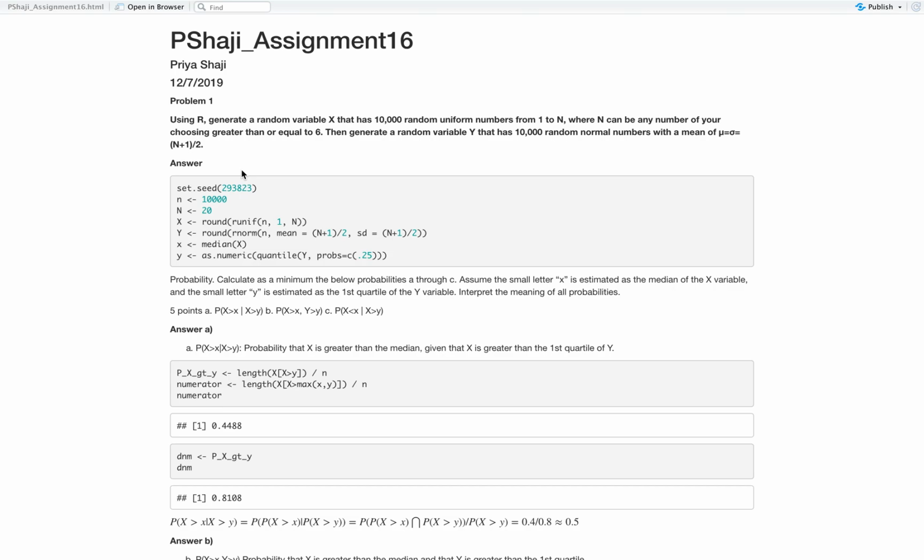The first question is, using R, we have to generate a random variable x that has 10,000 random uniform numbers from 1 to N. The capital N that I've chosen is 20, where that 20 can be any number of your choosing greater than or equal to 6. Then we have to generate a random variable y that has 10,000 random normal numbers. So here I have taken the small letter n and set it as the number 10,000.